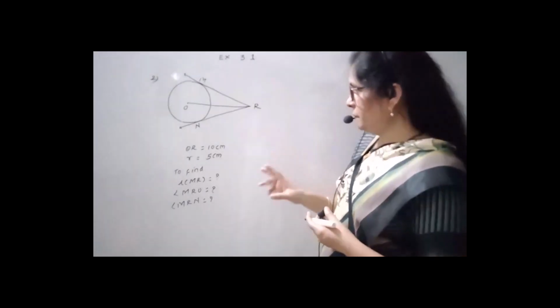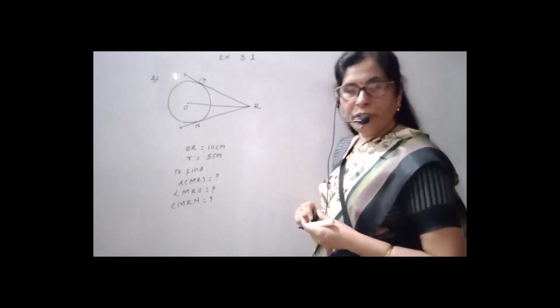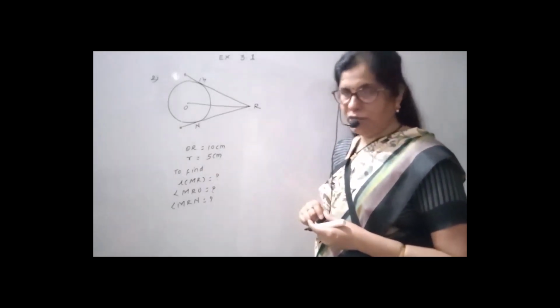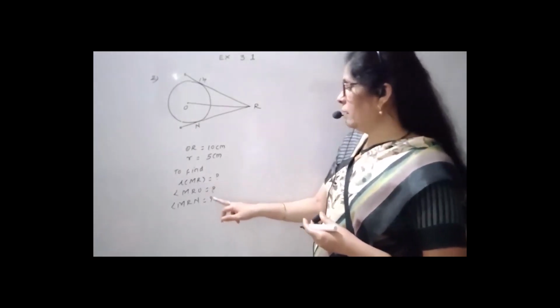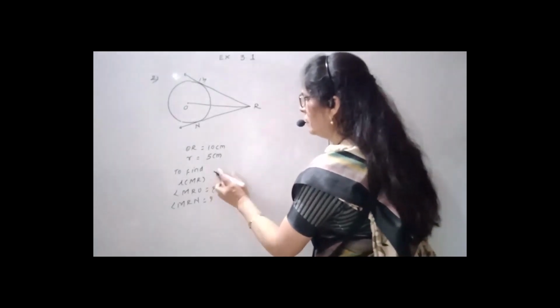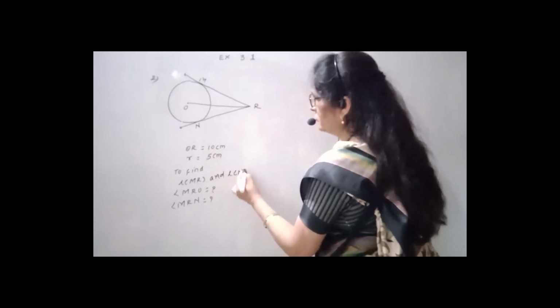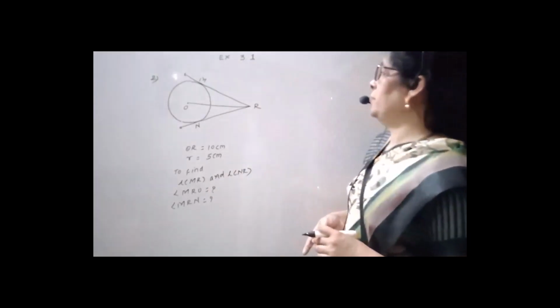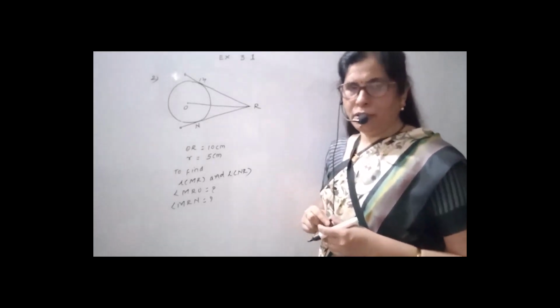And it is given that the length of OR is 10 cm, and the radius of the circle is 5 cm. We have to find out the length of MR as well as NR, the length of MR and the length of NR, and the measure of angle MRO and the measure of angle MRN.